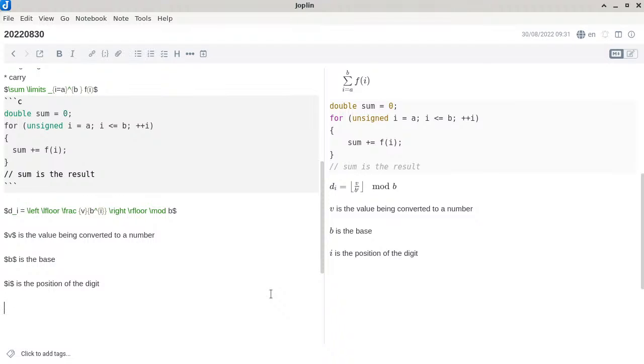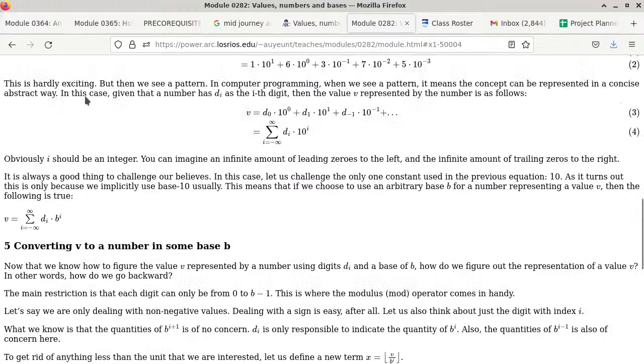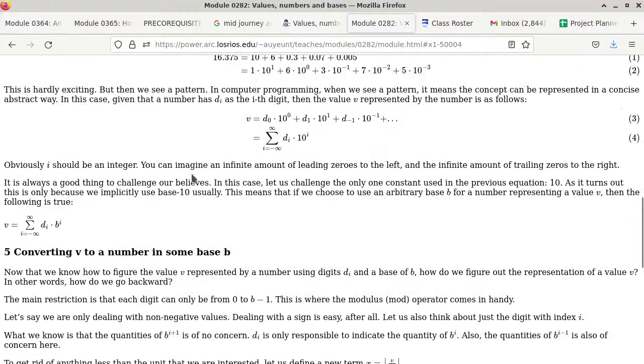We are no longer assuming a base of 10 because we want to generalize so that we can work with any base. So back to the notes, we got rid of the 10 and changed it to b up here. So it says right here, as it turns out, this is only because we implicitly use base 10 usually. This means that if we choose to use an arbitrary base b for a number representing a value, then the following is true, which is just a generalization of getting rid of a constant and turning that into a variable also.